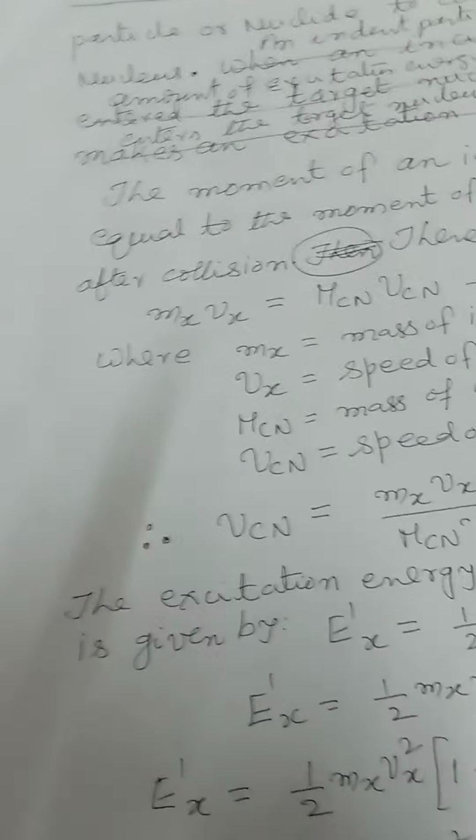An incident particle produces a certain amount of energy, known as excitation energy, when it enters the target nucleus. Now we need to determine the excitation energy made by an incident particle by means of momentum. The momentum of an incident particle before collision is equal to the momentum after collision. Therefore, now you see the equation.